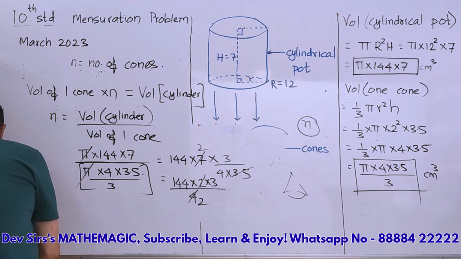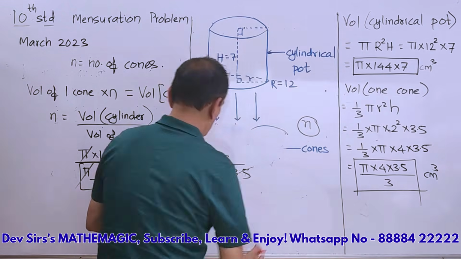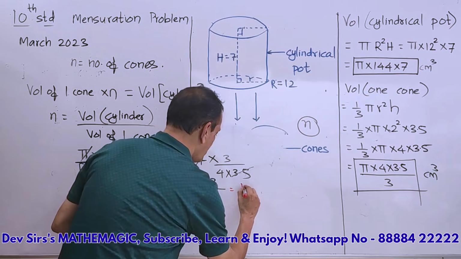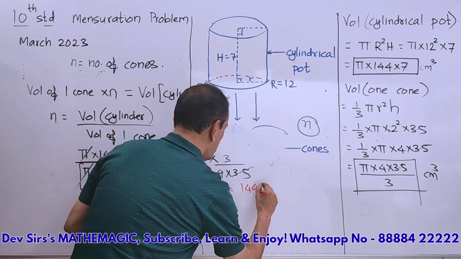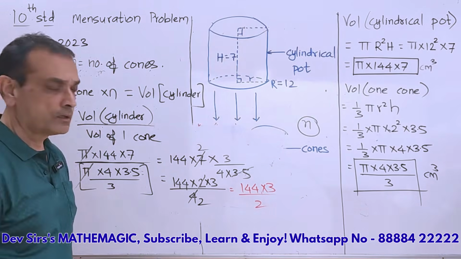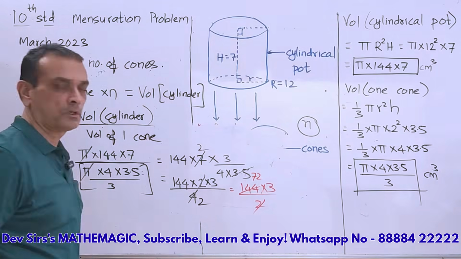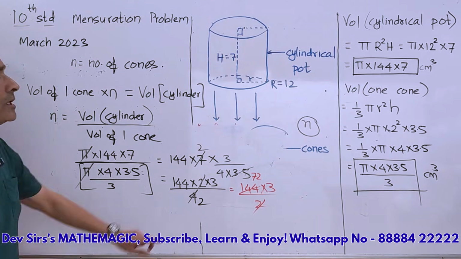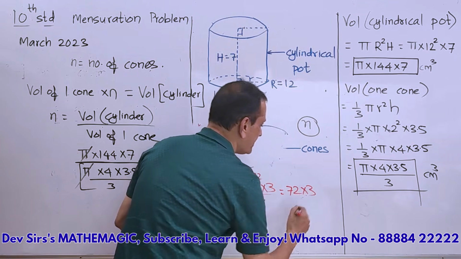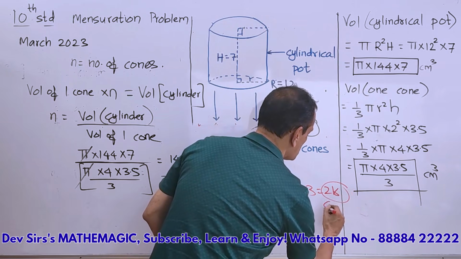Last step. 2 2s are 4. So 144 into 3 upon 2. 2 into 72. So finally 72 into 3, that is 216 cones.